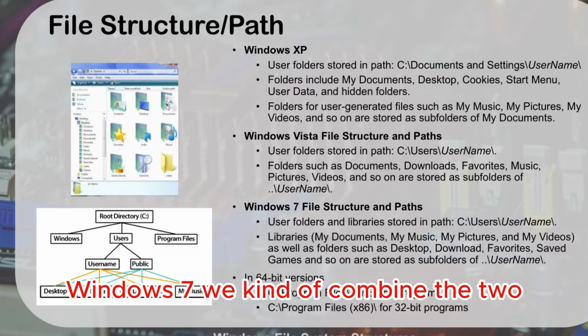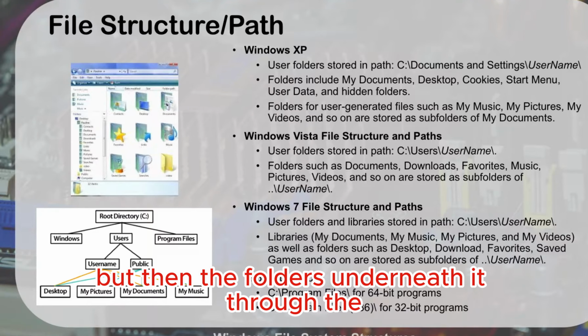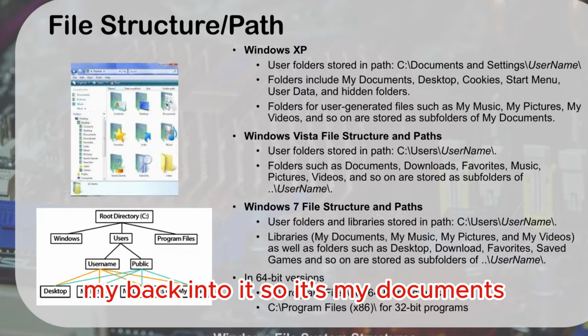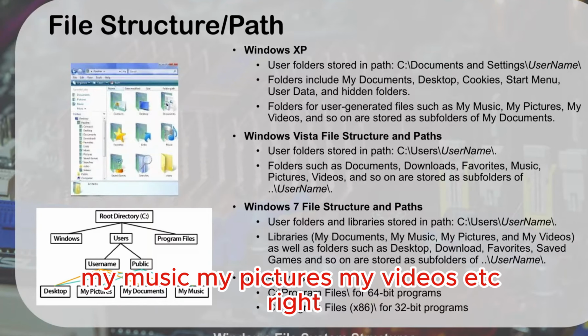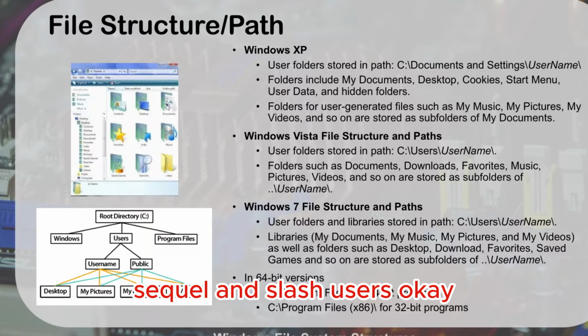Windows 7, we kind of combined the two. It came down to the C:/Users like Vista did, but then the folders underneath it threw the My back into it. So it's My Documents, My Music, My Pictures, My Videos, etc., right? All those things are subfolders underneath that C:/Users.